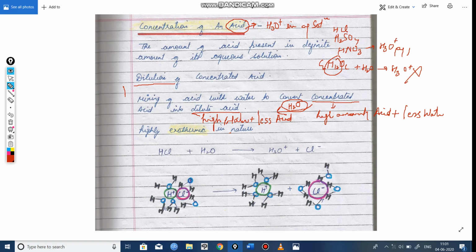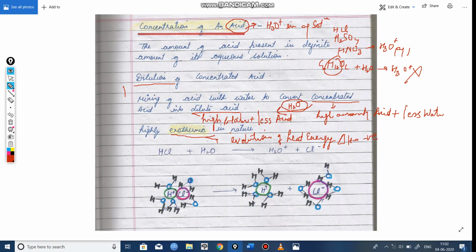But what is the correct way to convert this concentrated acid into dilute acid? First, dilution is actually highly exothermic in nature. Exothermic means a chemical reaction or process which takes place by evolution of heat energy, and delta H is negative. Negative means heat energy is released.